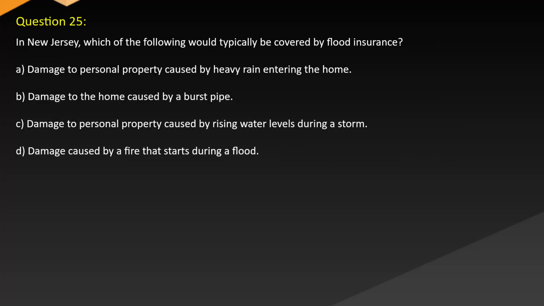Question 25. In New Jersey, which of the following would typically be covered by flood insurance? A. Damage to personal property caused by heavy rain entering the home. B. Damage to the home caused by a burst pipe. C. Damage to personal property caused by rising water levels during a storm. D. Damage caused by a fire that starts during a flood.